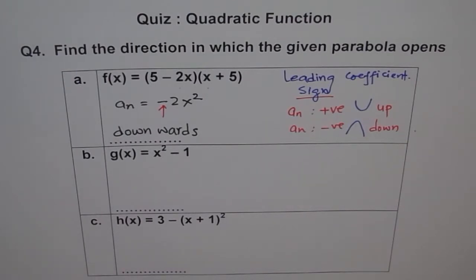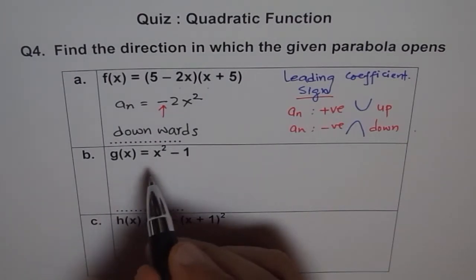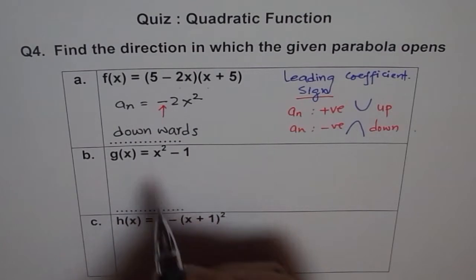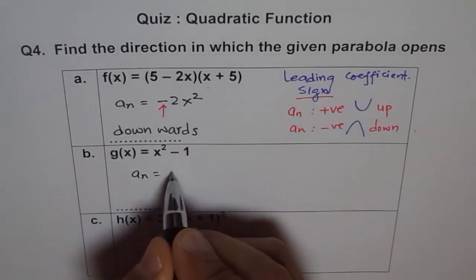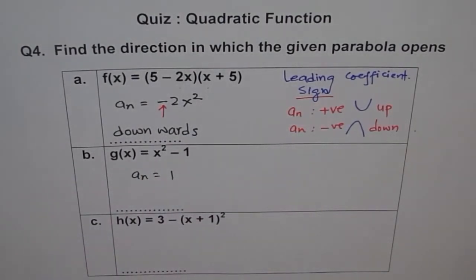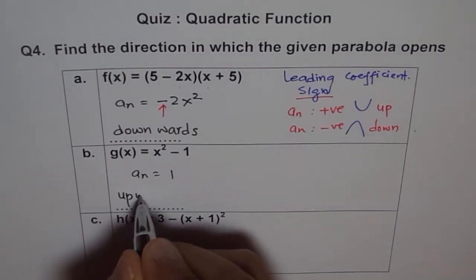Here, what is the leading coefficient? Here, the leading coefficient a n is 1, right? So here a n is 1, which is a positive sign. So since it is positive, this will go upwards. Is that okay?